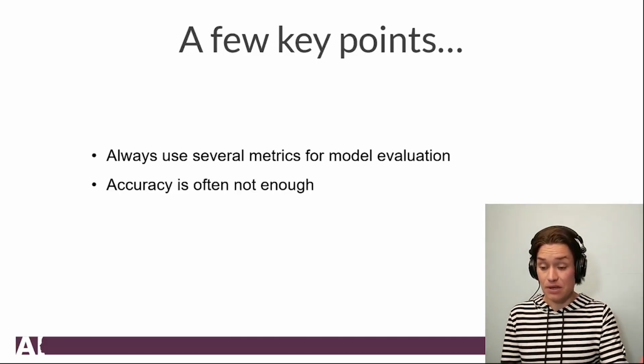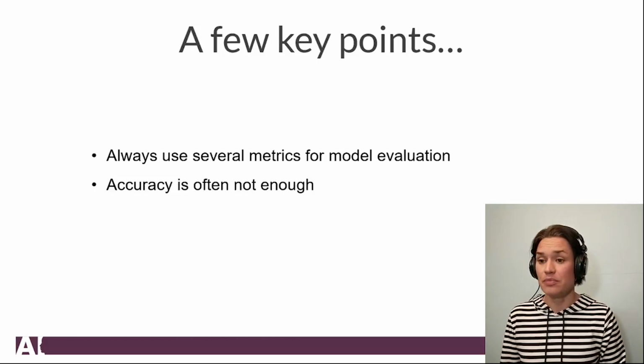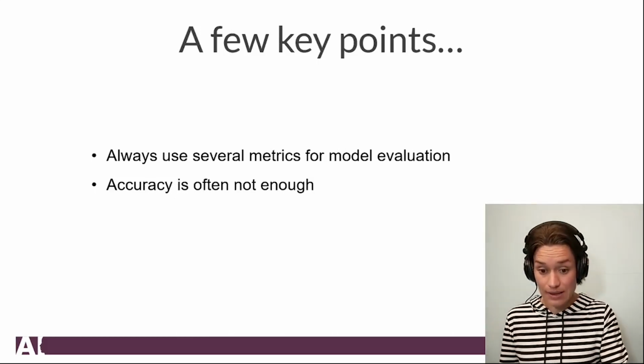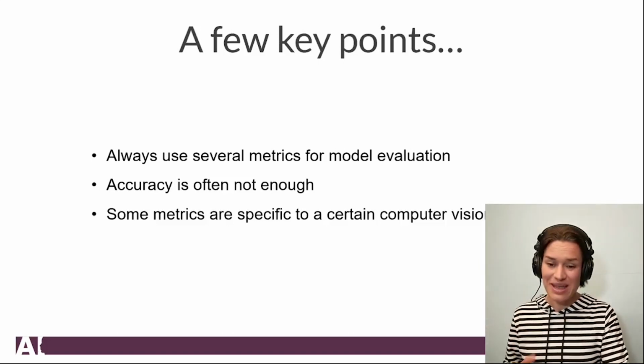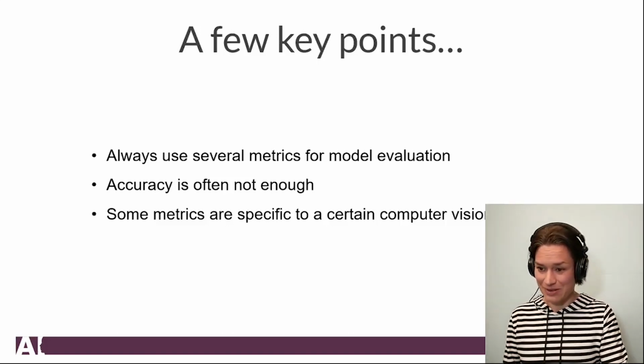Accuracy, which is a very omnipresent performance metric, is often not enough. And we're going to talk about why it's not enough. And some metrics are specific to certain computer vision tasks. Some are not, some are across the board, but some are more specific. We're going to talk about them.